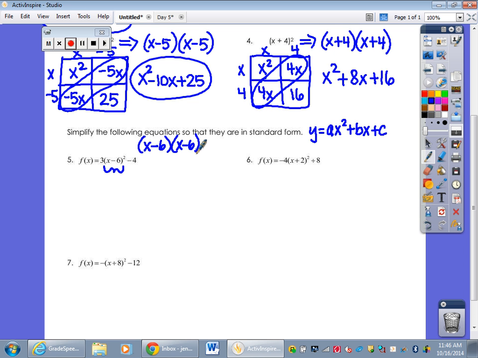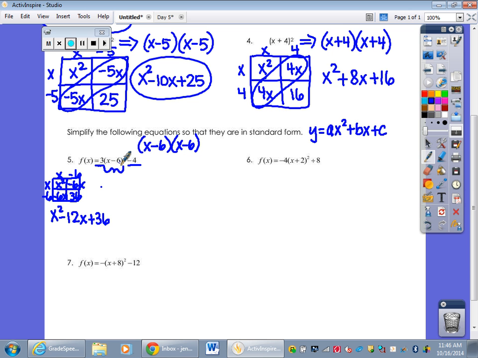Now, I have to do that before I can multiply by 3 and before I can subtract 4. So the first thing I have to do is figure out what that is. Out to the side, I'm going to make my little box, and it's going to be x and minus 6, x and minus 6. We have x squared, we have negative 6x, we have negative 6x, and we have positive 36. So when I combine those, I end up getting x squared minus 12x plus 36.